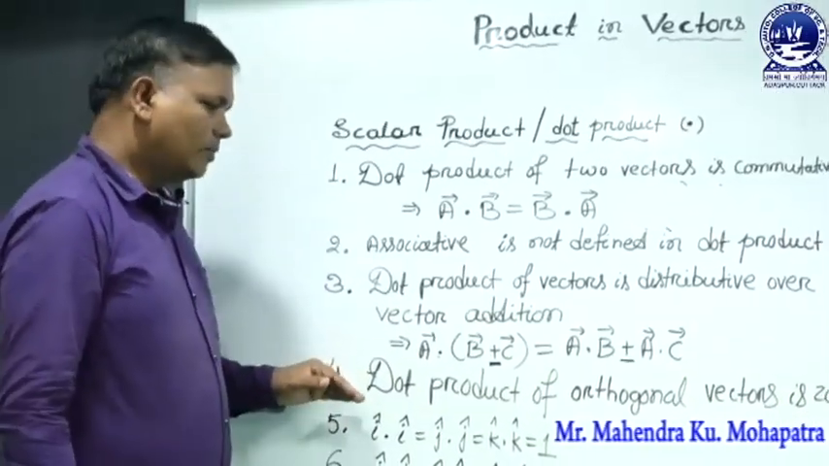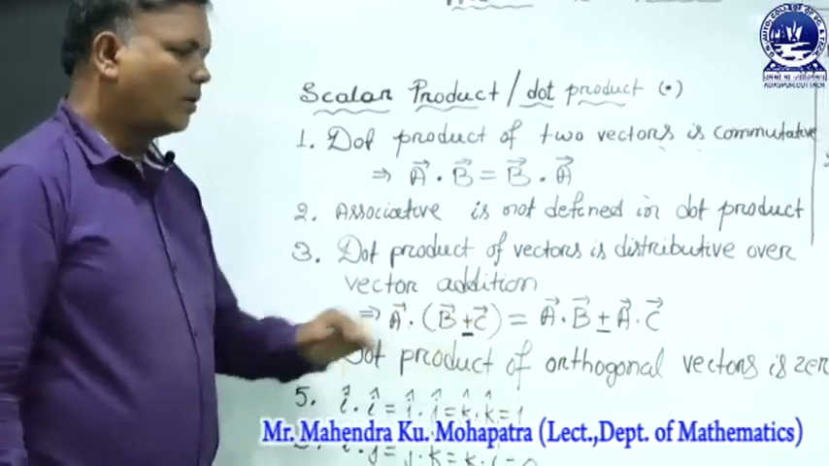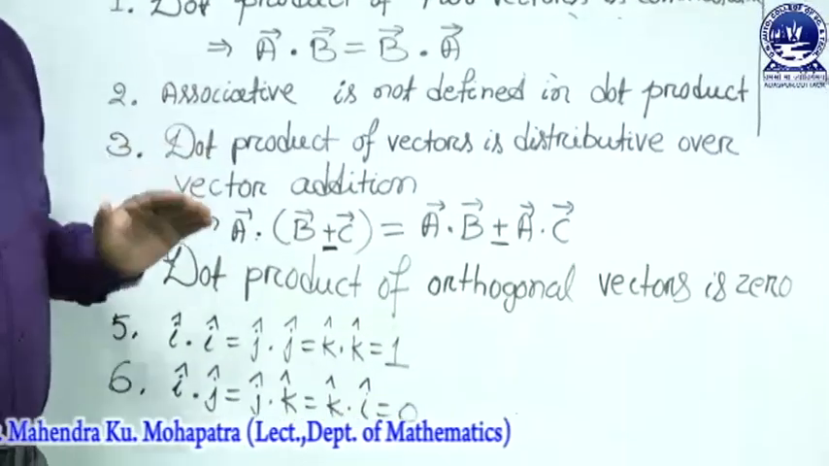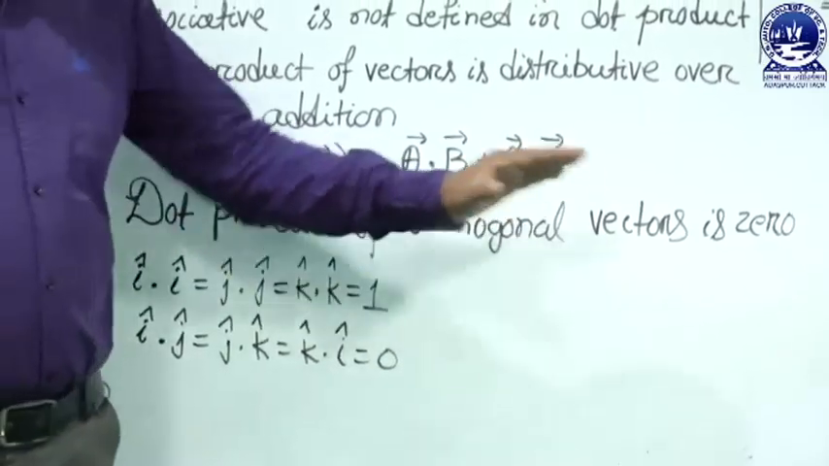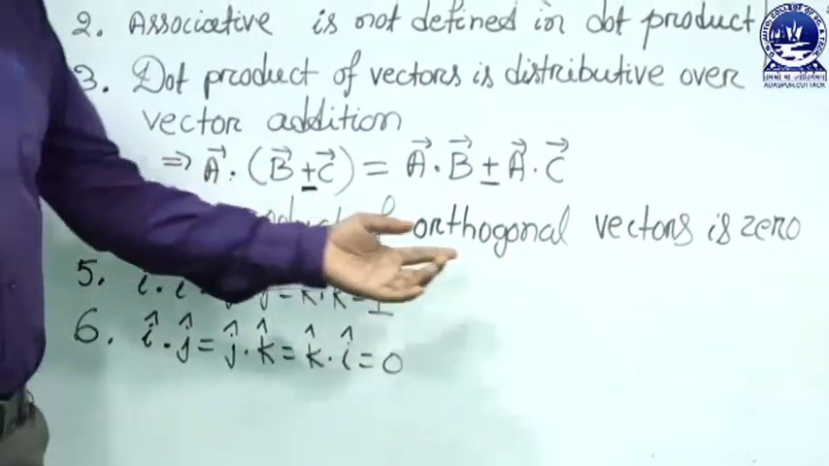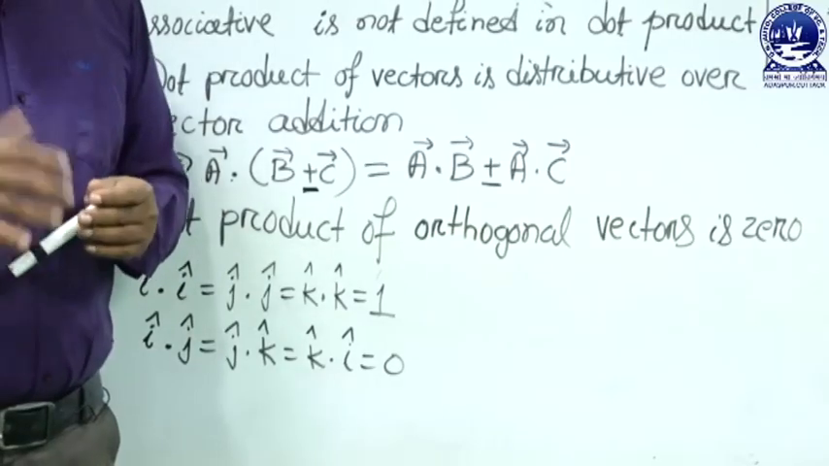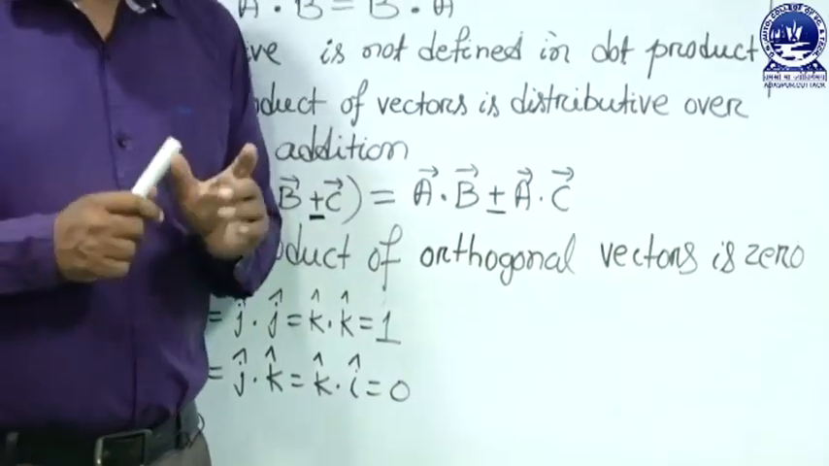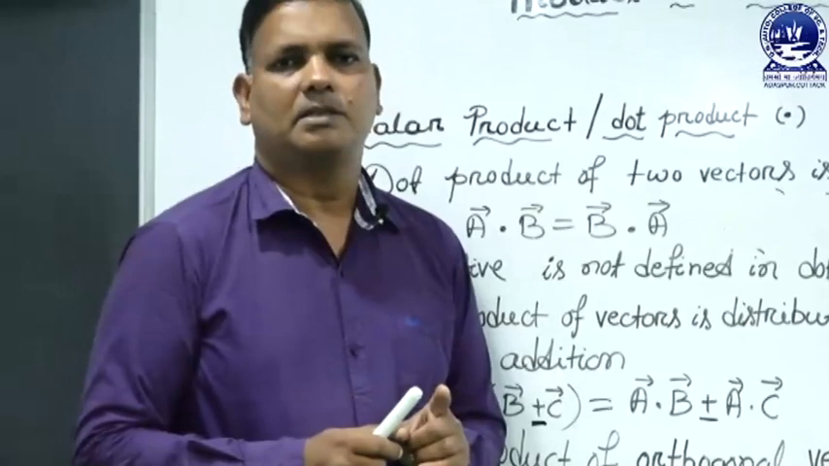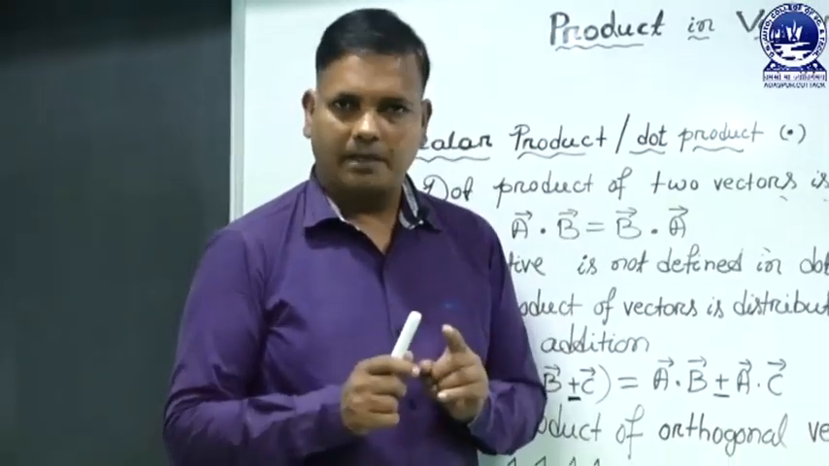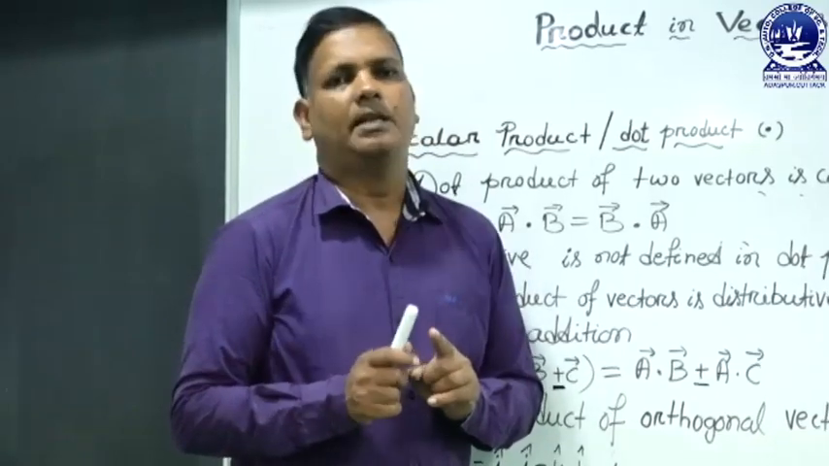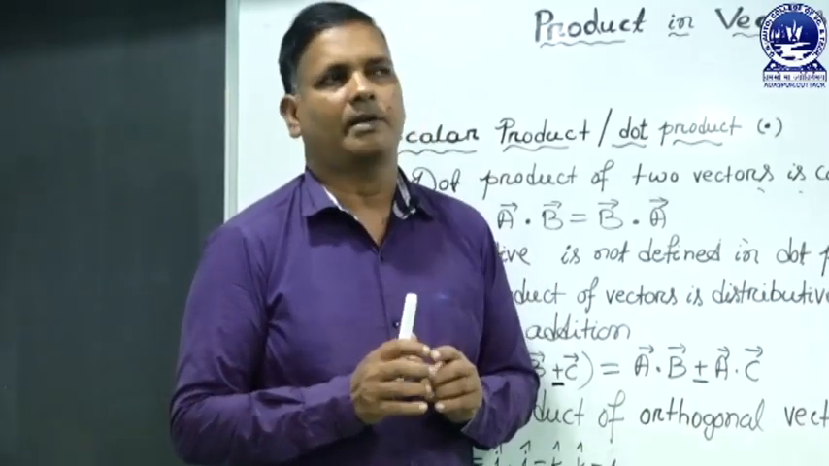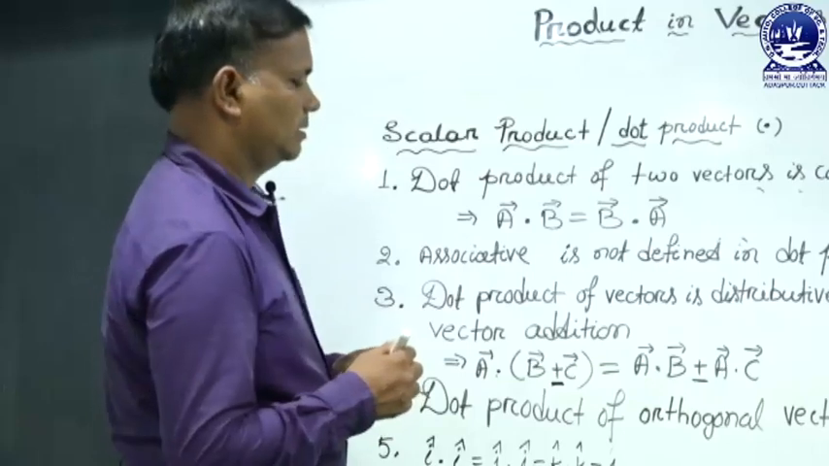The fourth one is, the dot product of orthogonal vectors is always 0. What is orthogonal? Orthogonal means the angle between the two vectors is 90 degrees. When the angle between two vectors is 90 degrees, then the vectors are called orthogonal or perpendicular.